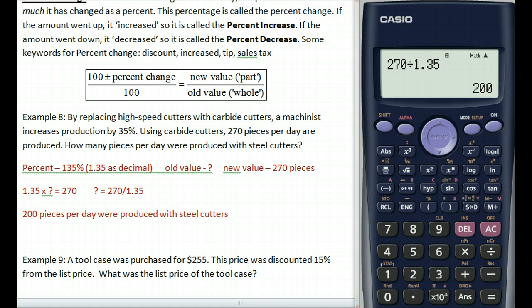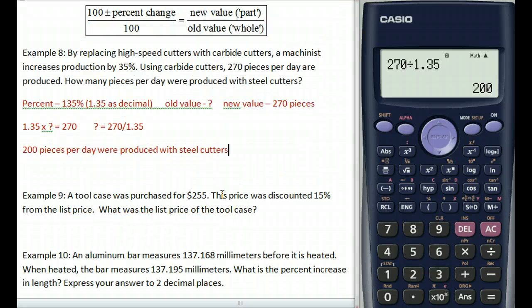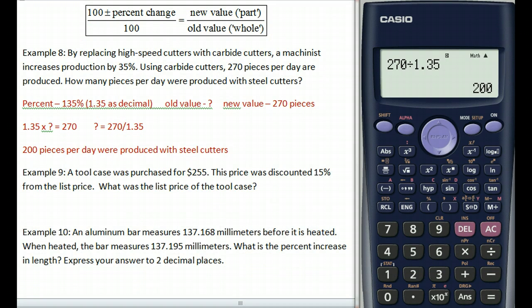Always take a look at your answer and ask yourself the question, does my answer make sense? If I had gotten 400 pieces per day, it does not make sense because the production went up. It wouldn't have gone up if it went from 400 to 270. Also, if it was something like 20 pieces, that doesn't make sense because there's no way 20 to 270 is a 35% increase. So take a look at your answer and make sure it makes sense. This is a really good practice in general, anytime you're solving any sort of math-related problem.